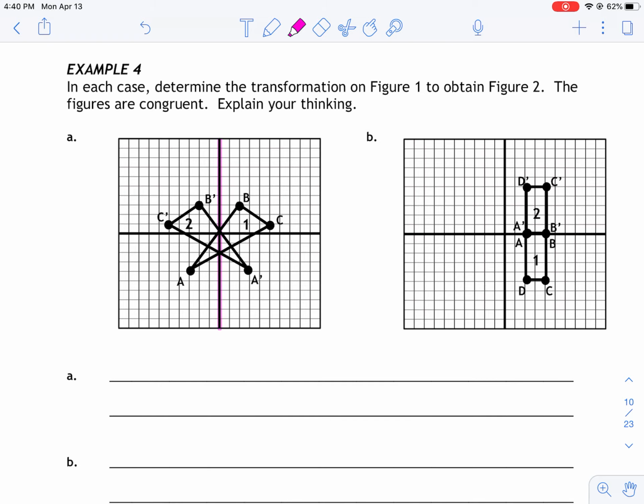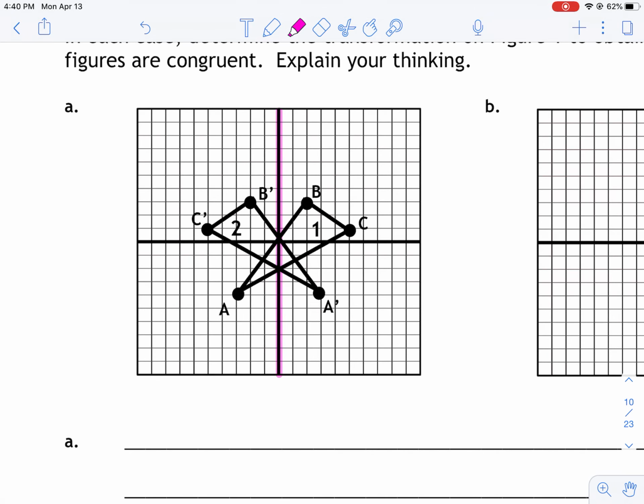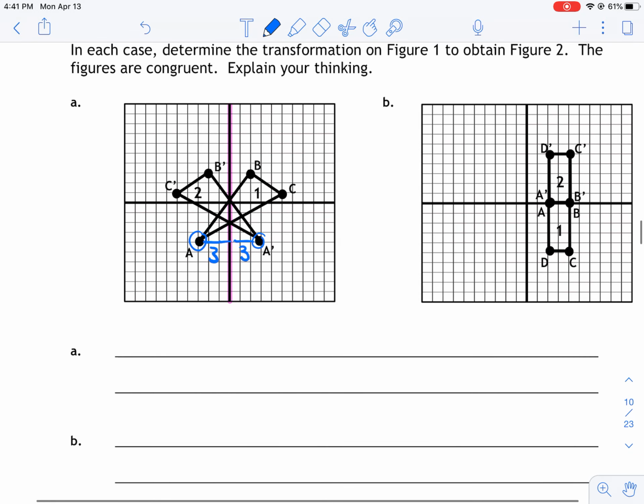Indeed, it is a reflection over the y-axis. So how do we know that? If you look at the points, and again, we want to do this for one point, so I like to focus on A and A prime. A is 3 units away, and A prime is also 3 units away from that line. So this is definitely a reflection over the y-axis. It's not a reflection over the x-axis, because if it was, A prime would be up here in this vicinity somewhere. So that's not happening. It's a reflection over the y-axis.